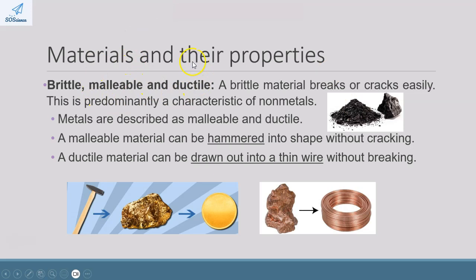Malleable and ductile are words used to describe only metals. A malleable material can be hammered into shape and it won't crack. And a ductile material can be drawn out into a thin wire. So again, malleable and ductile applies to metals. Brittle will apply to nonmetals. This piece of coal cannot be hammered without cracking, and it cannot be drawn out into thin wires.